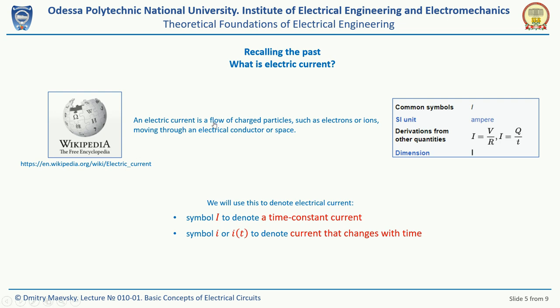Electric current is a phenomenon that arises under the influence of electric voltage. Here is how electric current is defined by Wikipedia. Electric current is the ordered, directed movement of electrically charged particles in a substance or vacuum. We will return to this definition later when we discuss what is wrong with electric current. But for now, let's talk about the quantity that characterizes the phenomenon of electric current. Electric current is measured in amperes. To denote a current that doesn't change over time, direct current, we will use the capital letter I. To denote the instantaneous value of current which changes over time, we will use the lowercase letter i.